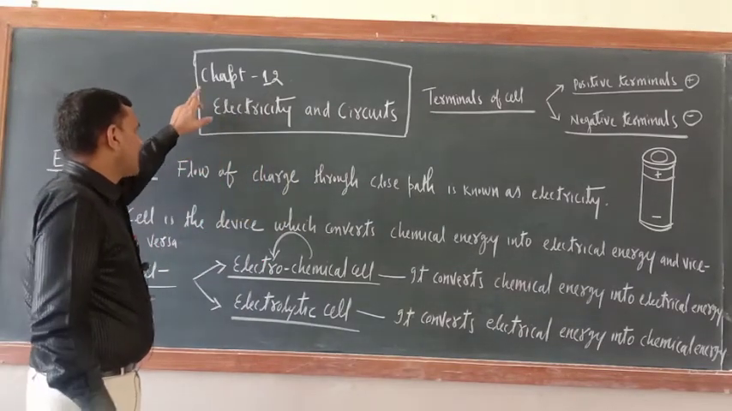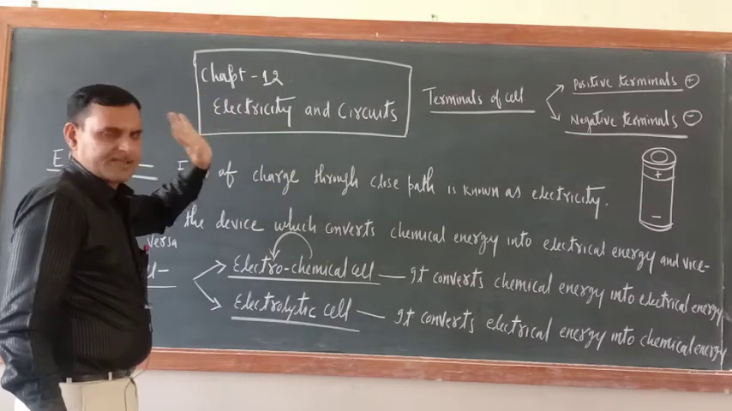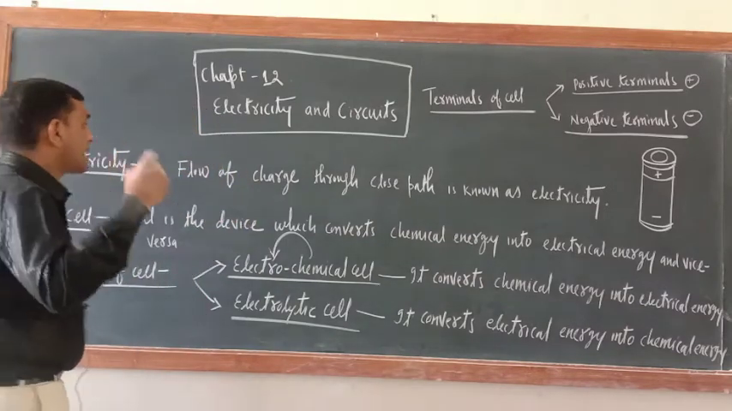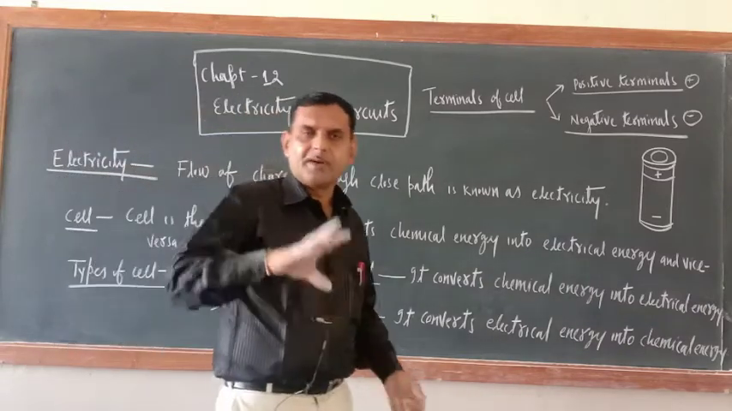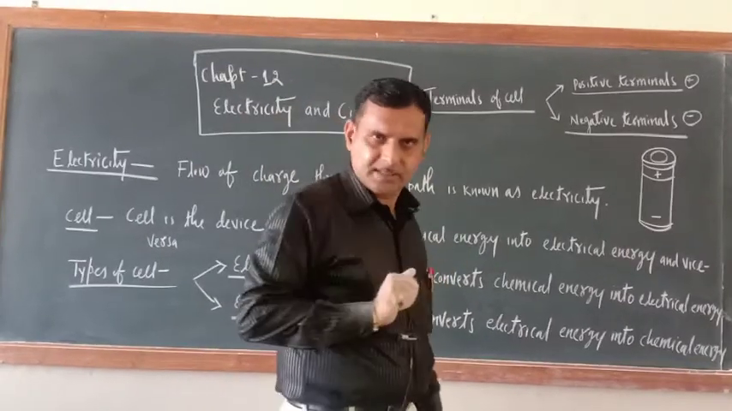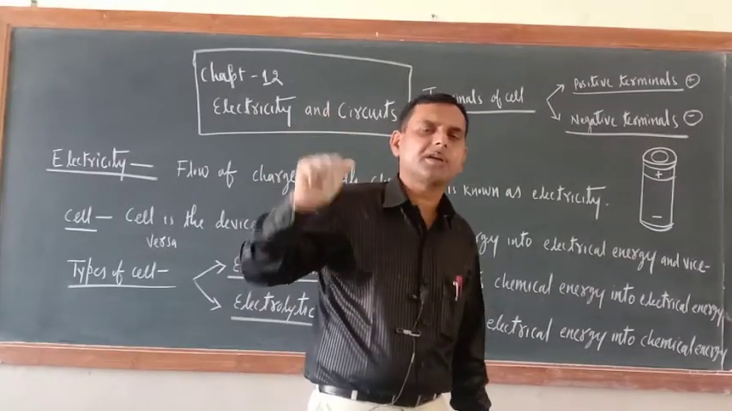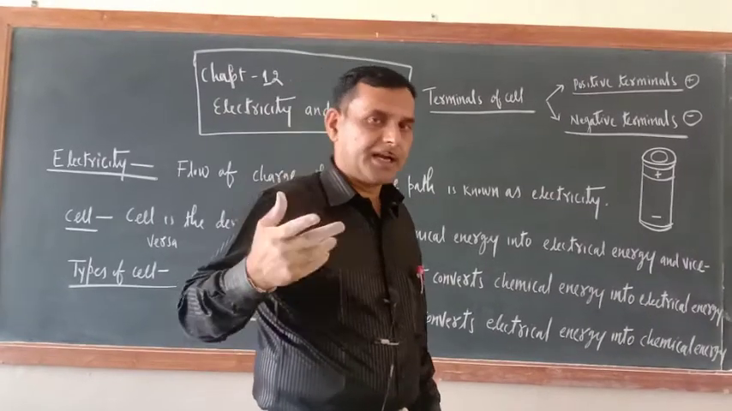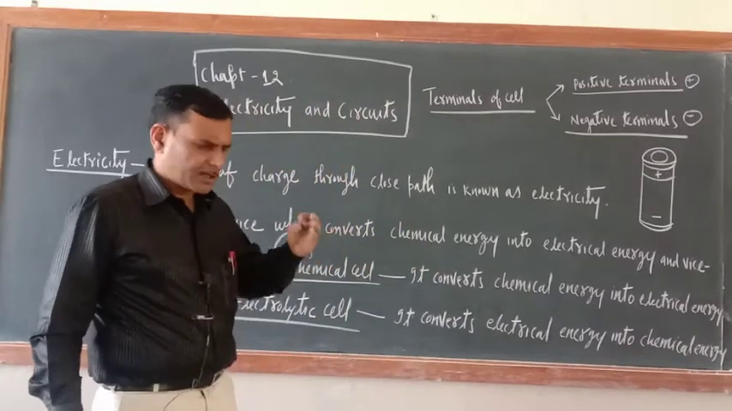Now the name of chapter number 12 is Electricity and Circuits. So let us begin with the introduction of this chapter. Just see, everywhere at your home you might have seen the network of wires, bulbs, tube lights. Have you seen or not? When night is there, they are glowing. In daytime they are not glowing. Correct or not? Just try to understand.